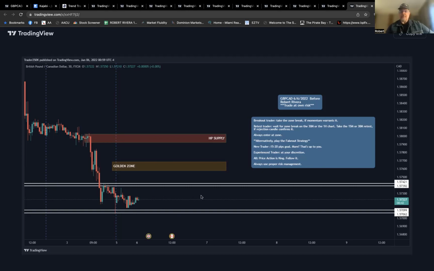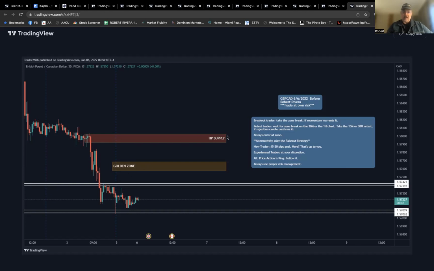We have a lot of new people, and basically, I'm going to try to break all of this down so you guys can understand. After creating the zone, I found the golden zone. The golden zone is from this move here to not this wick, because that's not the lowest closing candle. This is the lowest closing candle. So from this wick to that candle right there, that's the golden zone.